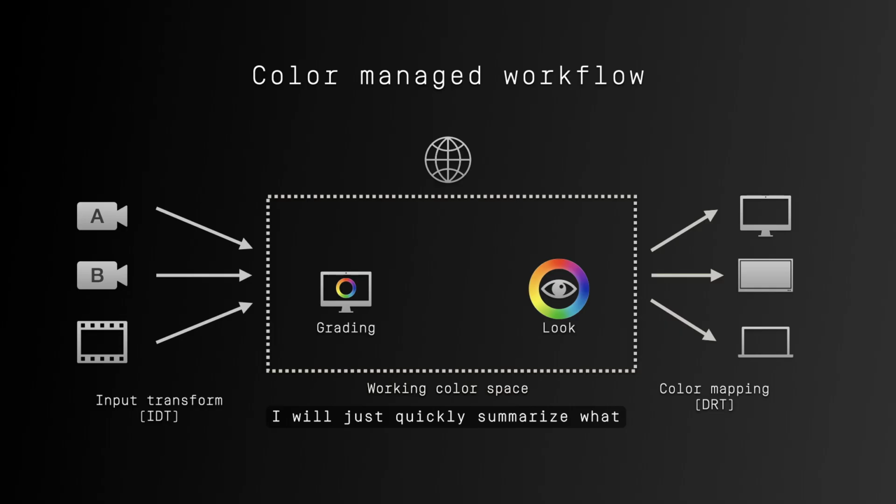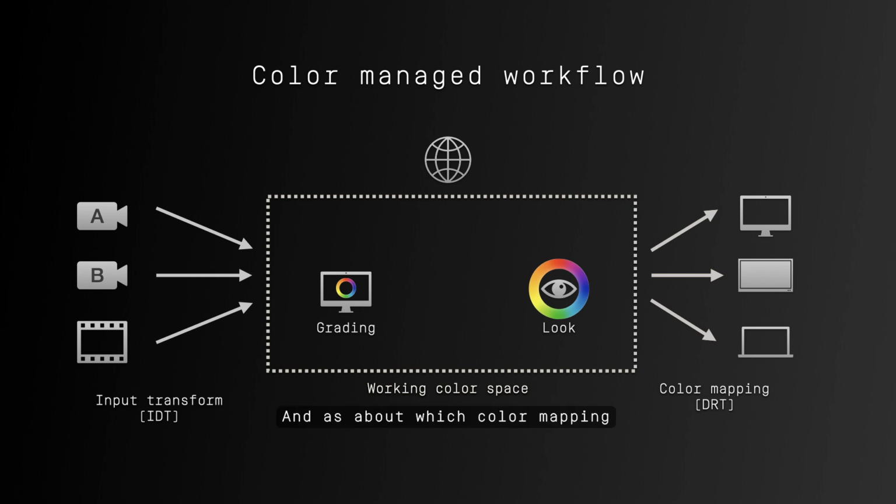I will just quickly summarize what a color-managed workflow is. It is simply a system that allows us to get diverse data sources and to apply a set of straightforward mathematical operations that will align them within a shared working color space, where we will conduct color grading and where we will apply the look. From there, the color mapping will handle the adaptation to different display technologies.